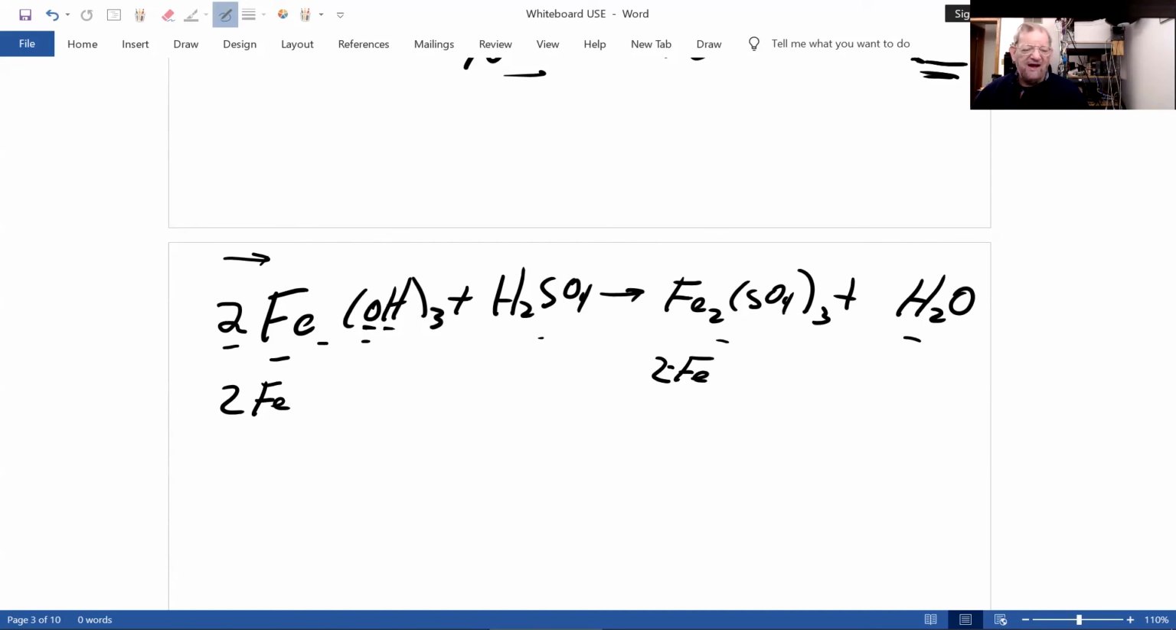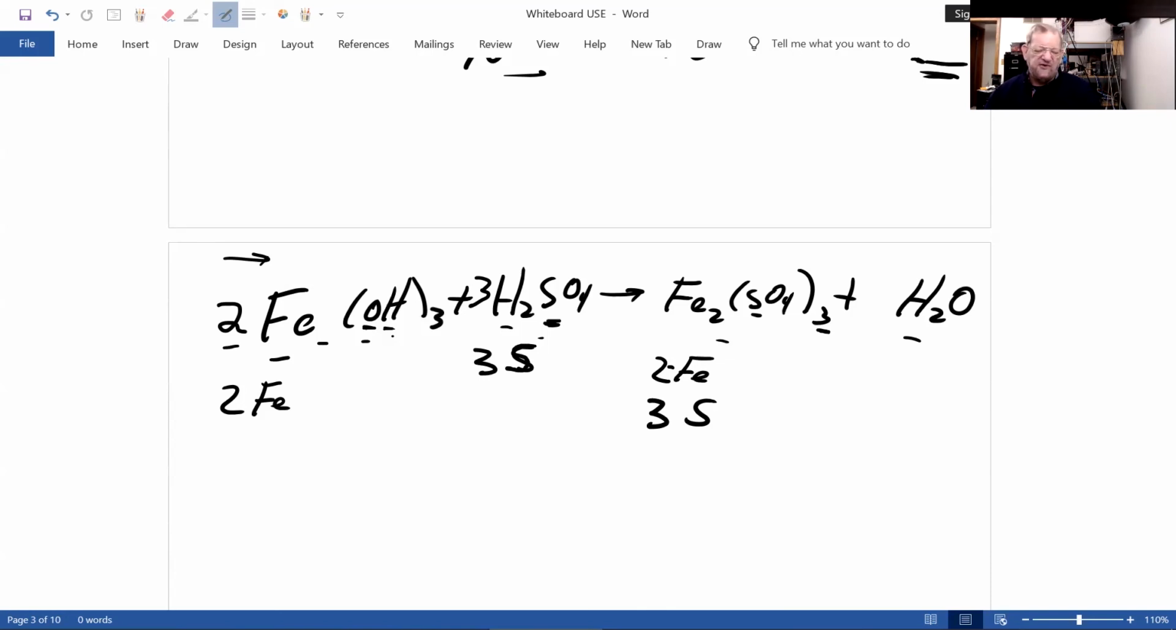Now, sulfur. I have 1 sulfur on this side. How many sulfur on this side? 1, but don't forget to multiply times 3. So I have 3 sulfur on this side. How do I get this to be 3? I put the coefficient there. And now I have 3 sulfur. That looks like a 5. That's better. 3 sulfur. Now I can do hydrogen and oxygen because that's all that's left.